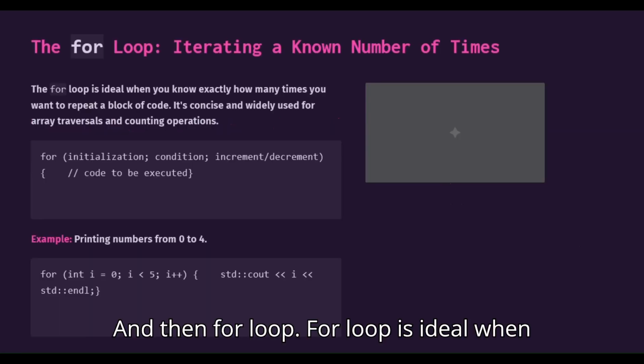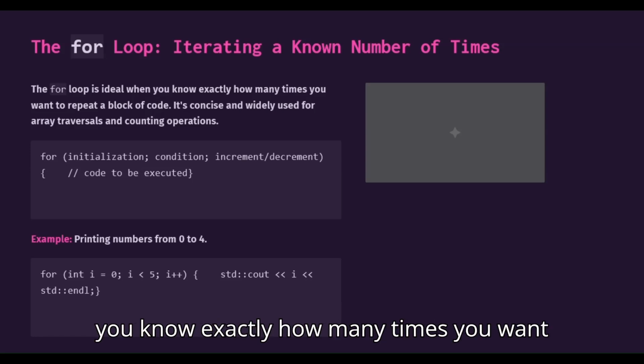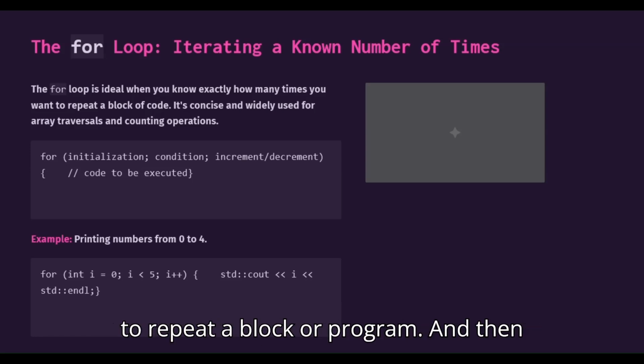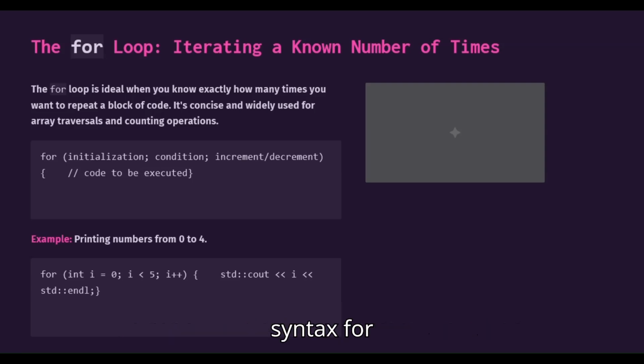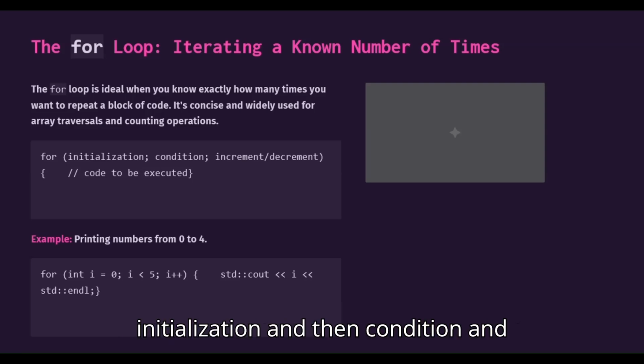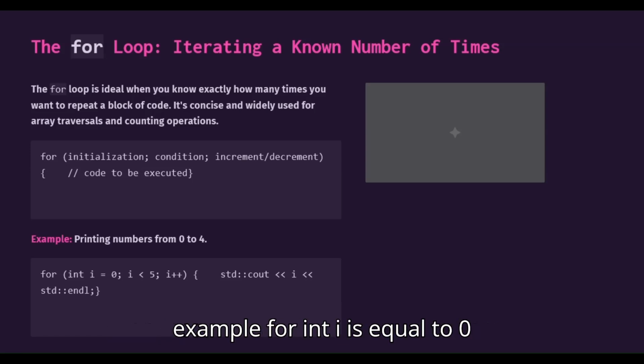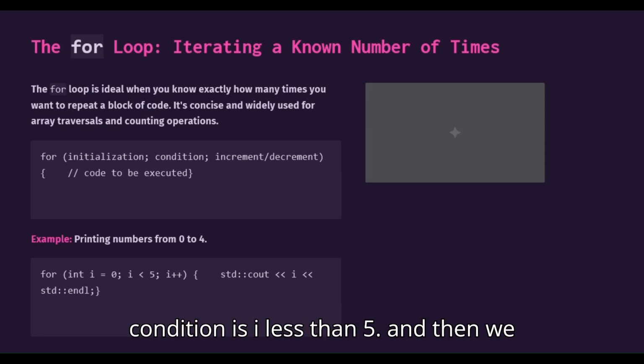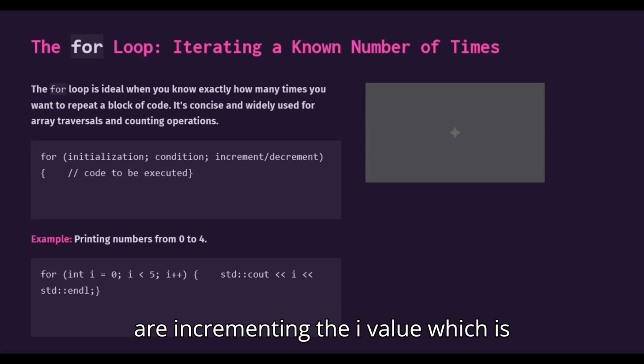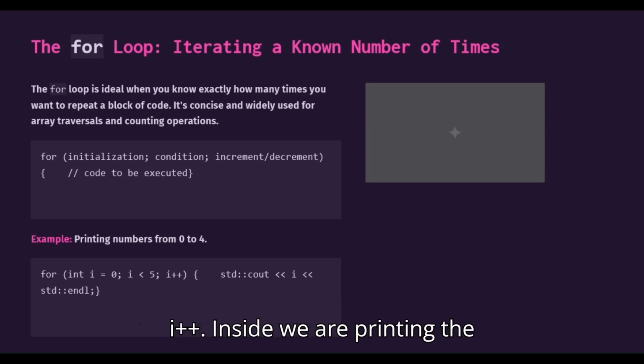And then the for loop. A for loop is ideal when you know exactly how many times you want to repeat a block of code. The syntax is initialization, then condition, and then increment or decrement. Let's see an example. For int i = 0, which is initialization, and then the condition is i < 5, and then we are incrementing the i value, which is i++. Inside we are printing i, and the output will be 0 to 4.